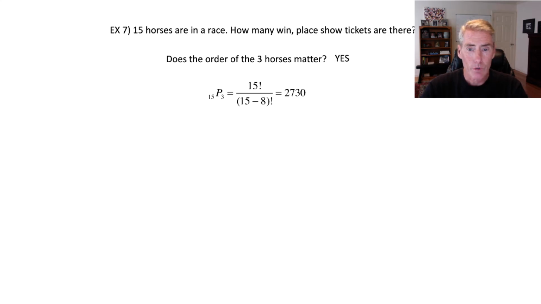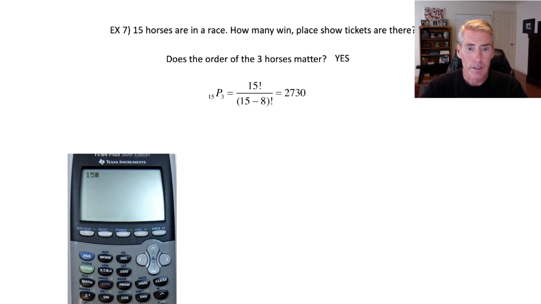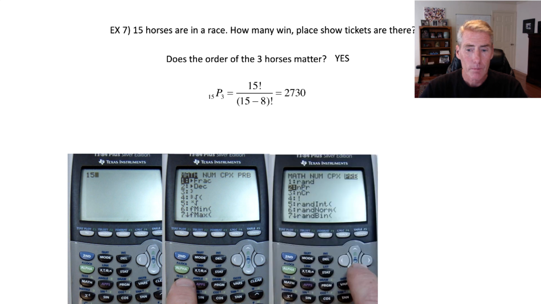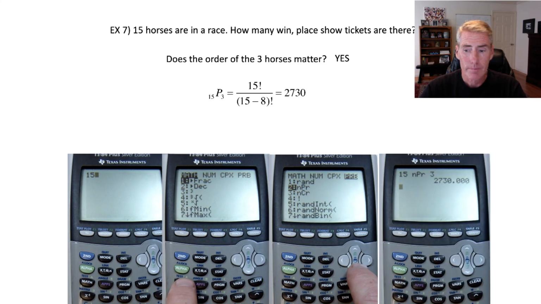So that means use permutations. And you could use this formula, or you could use the calculator. So you do need to put the bigger number first. There's 15 horses in a race. Then again, go to math, go over to probability, and it's going to be number 2, the nPr. And then you put the 3, and there's 2,730 total.